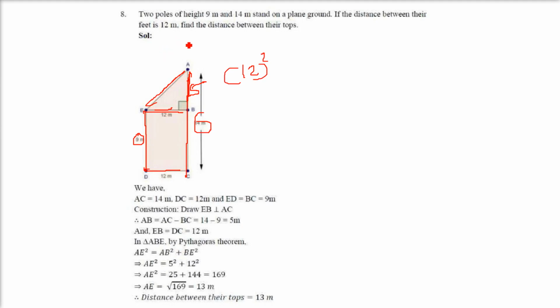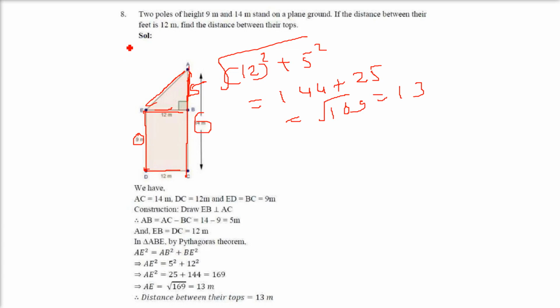12 square plus 5 square under root. So what do you get? We have already done this type of question, or these numbers we have already done. So 144 plus 25 is equal to 169. We have to take the square root, so this will be 13. The distance between A and B, or distance AE, that is the distance between their tops, is 13 meter.